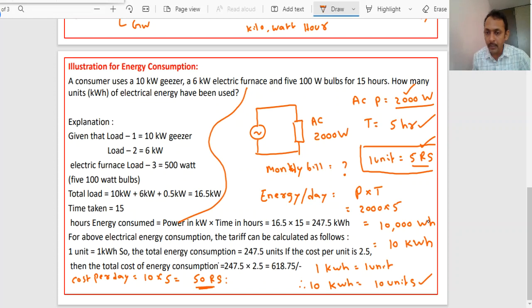1 kilowatt hour means 1 unit. So 10 kilowatt hours means 10 units of electrical energy. If each unit price is 5 rupees, then 10 into 5, 50 rupees we have to pay. 50 rupees per day we have to pay.